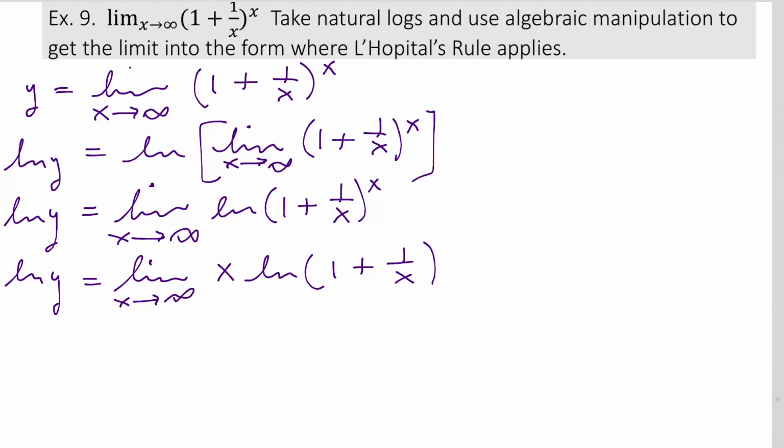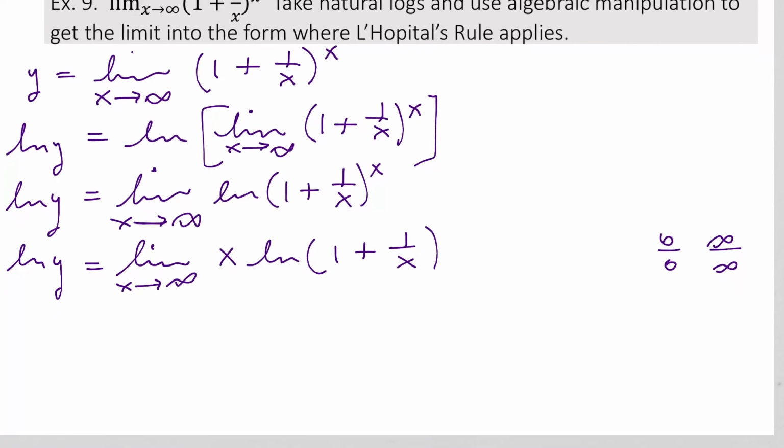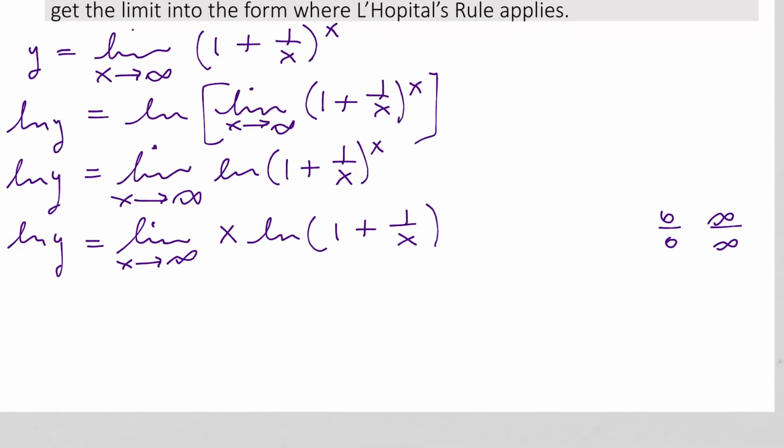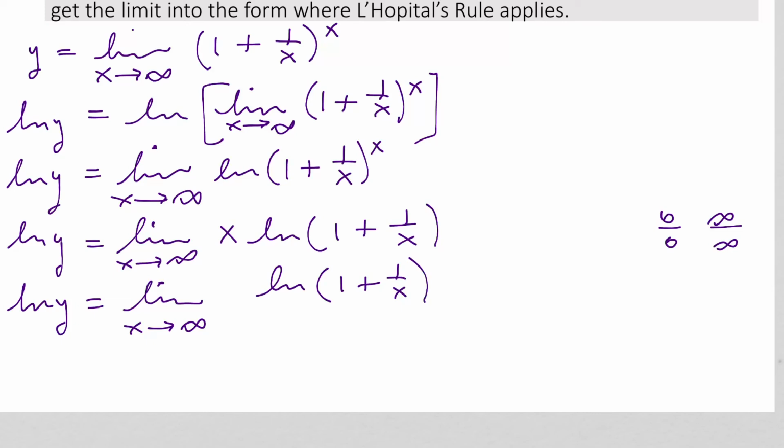All right, so now I need to get this in the form of either 0 over 0 or infinity over infinity. Okay, right now I can see that it's not in the quotient form, but since I've done this on another problem, I know that I can rewrite this as the limit as x approaches infinity of, let's keep the ln of 1 plus 1 over x in the numerator and put 1 over x in the denominator, which is the same thing as having x in the numerator.